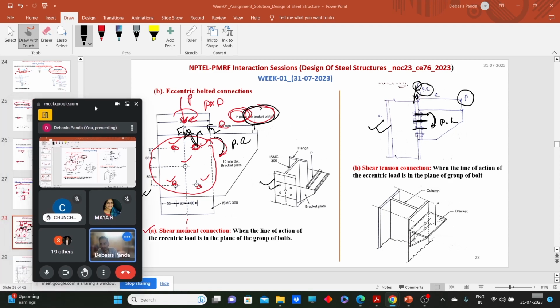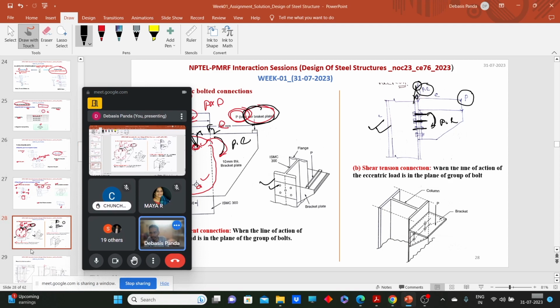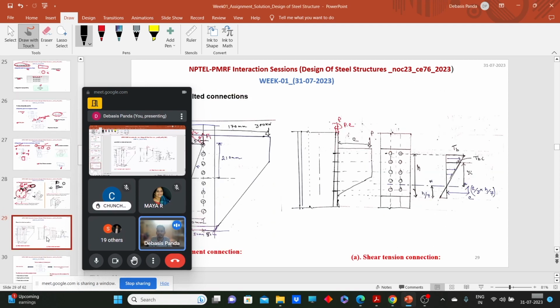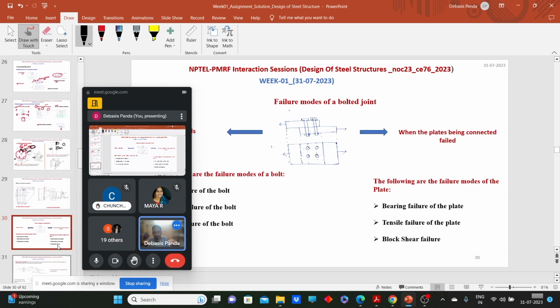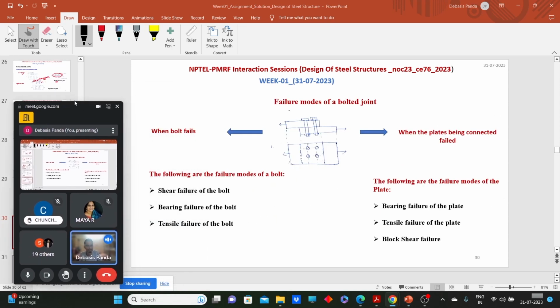Okay, so here I have put some glimpses of this type of connection. You can go through it. I will share this PPT.